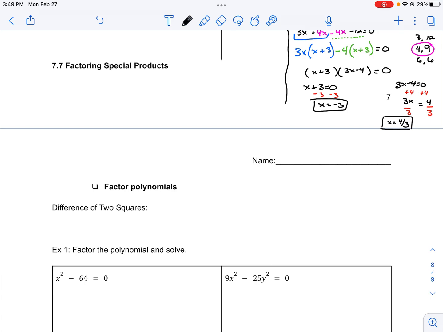A square, remember, is any number times itself. Okay, so you're thinking x squared, and that x could represent any type of number, whether it's 3, -4, any type of number there, that's your square. So we have what are called perfect squares.